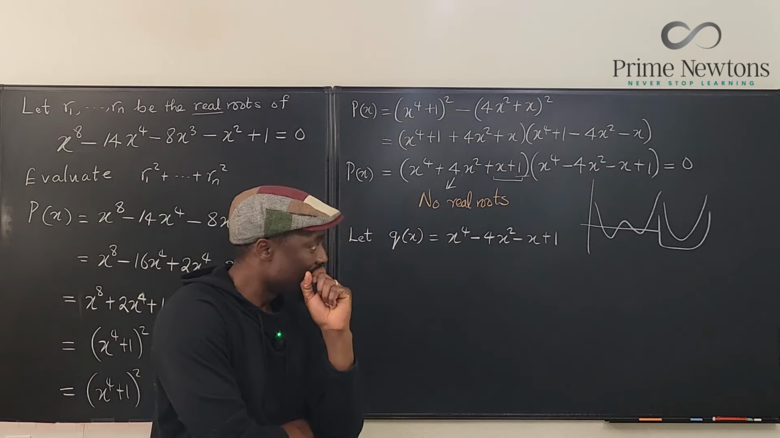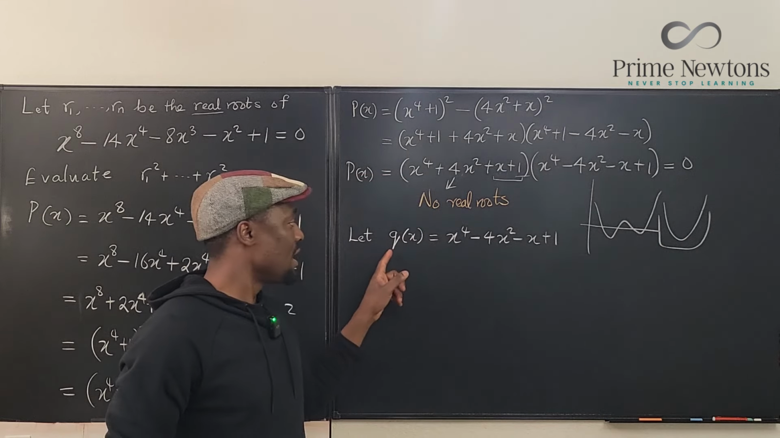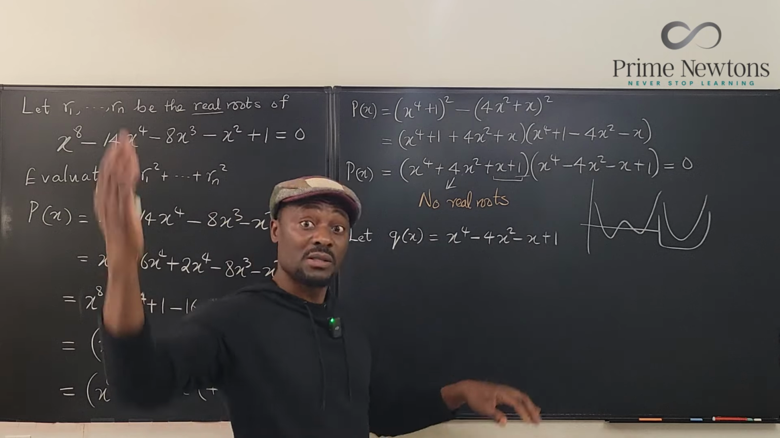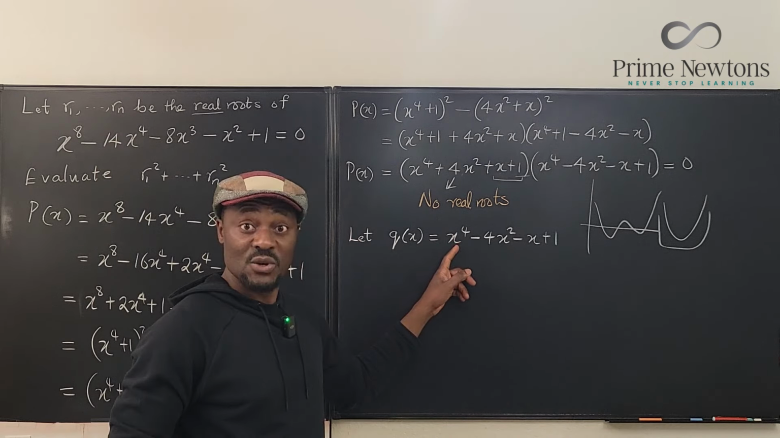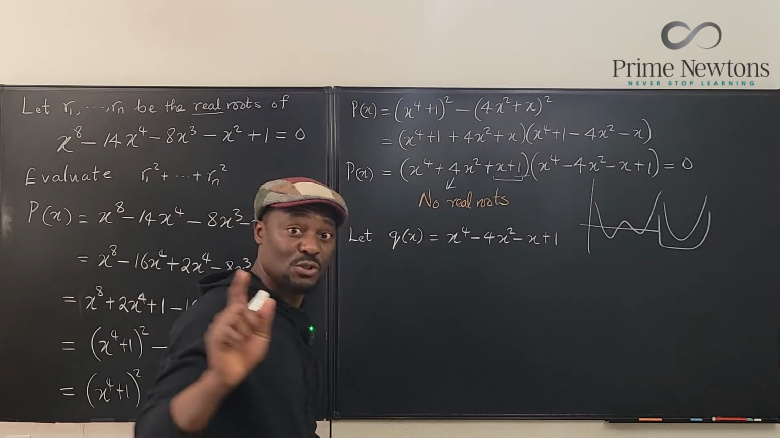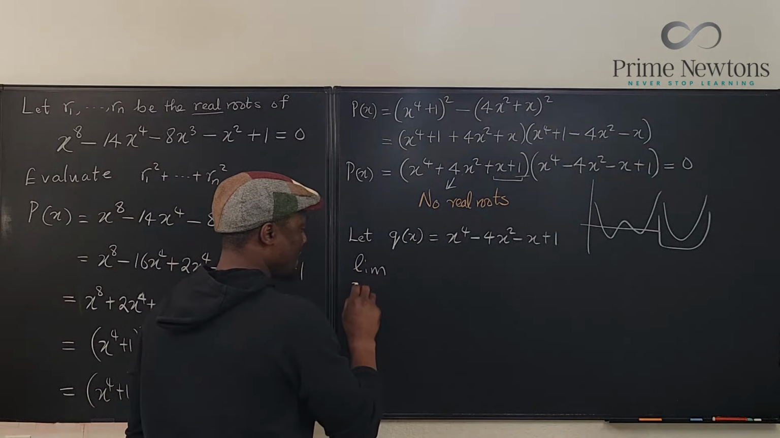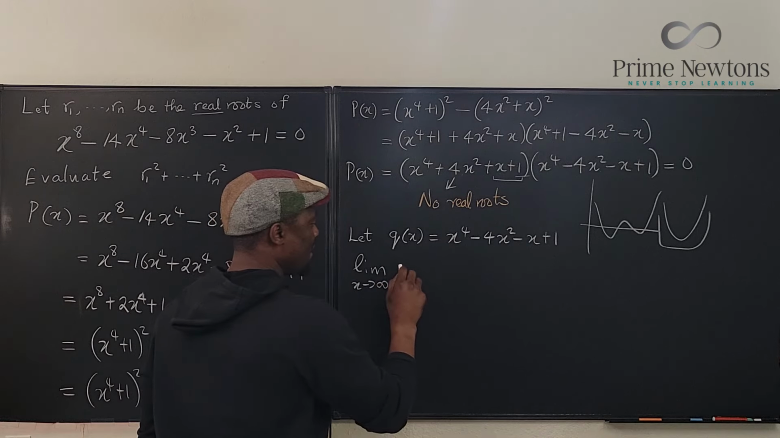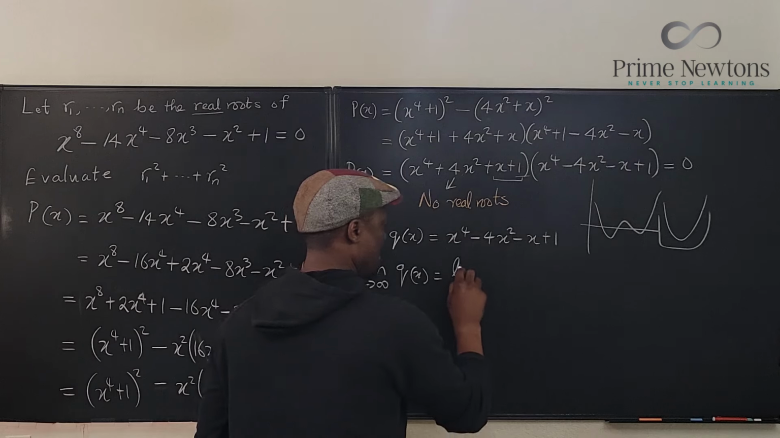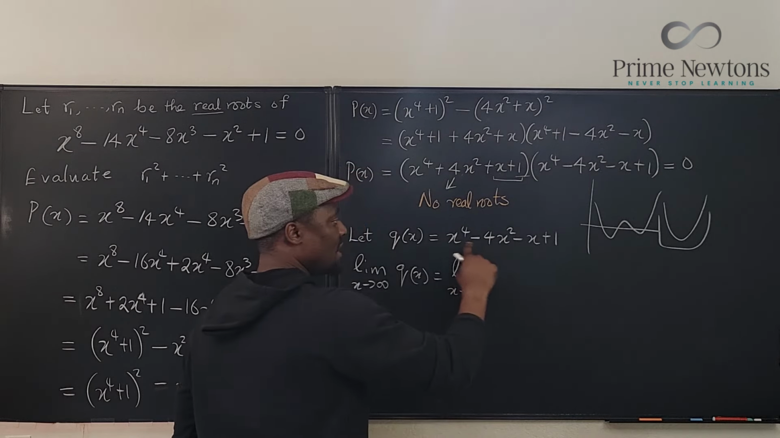Okay, so how do you know that? Firstly, if you don't understand this, just take the limit. If you take the limit as x goes to infinity, you're going to see that it's positive infinity. Take the limit as x goes to negative infinity, it's still positive infinity. Let me just do one for infinity. The limit as x goes to infinity of q of x is the limit as x goes to infinity of this expression.